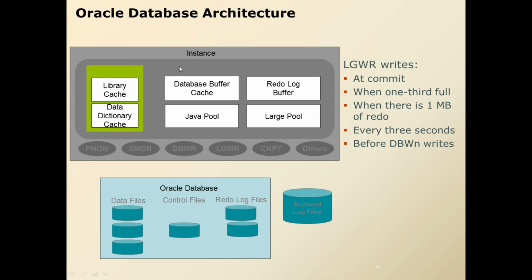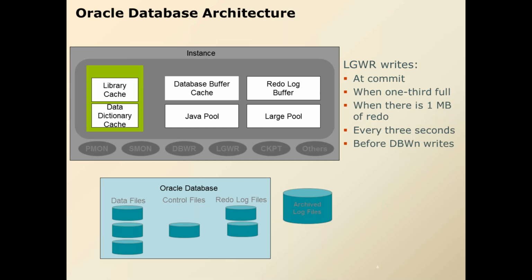In the instance memory components, you have library cache, data dictionary cache, database buffer cache, Java pool, redo log buffer, large pool, and other memory components. In background processes, you have pmon, smon, database writer process, log writer process, checkpoint, and other background processes. Whenever a change is made, a dirty buffer is read into the database buffer cache. A dirty buffer is one which is changed.